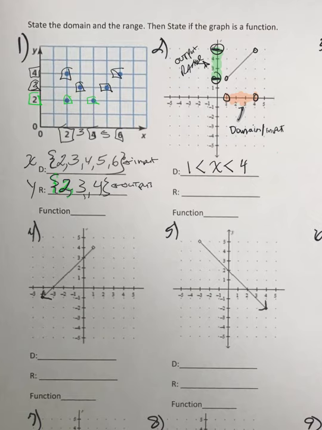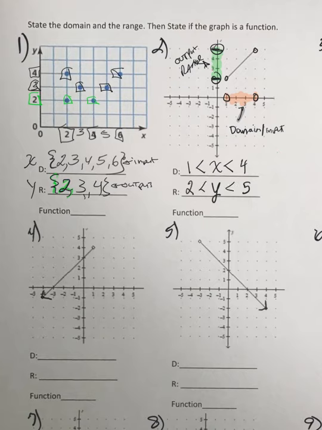So we have to write a compound sentence because it's a between sentence. Did you remember to use the letter y? Did you remember the lowest number goes on the left and the highest number goes on the right? And did you put greater than symbols? Ooh, no, that's not right. They're not greater than symbols. When you're talking about between, they're always going to be less than symbols.